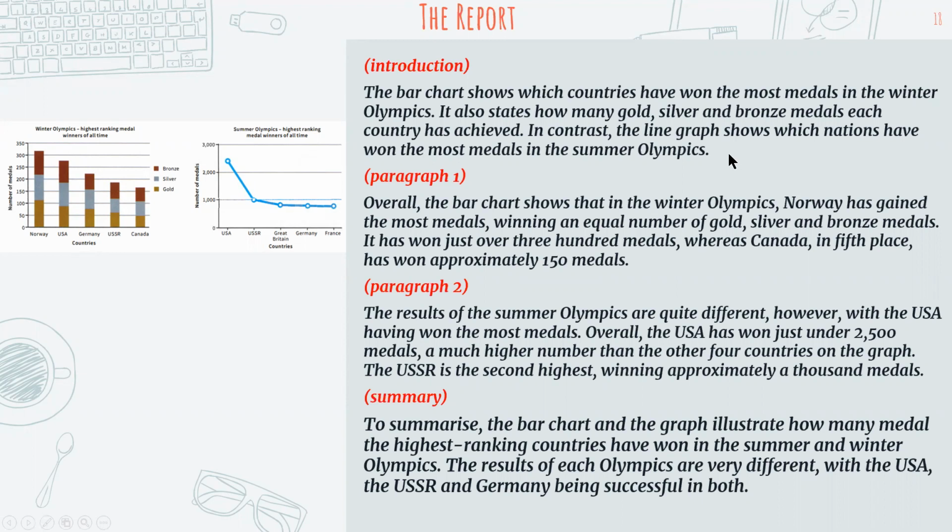So as you can see in your introduction, you have to talk about the bar chart and the line graph. You cannot talk about only one of them. You have to talk about both. You have to introduce both. So the bar chart shows countries that won the most medals in the Winter Olympics, and the line graph shows which nations have won the most medals in the Summer Olympics. By the way, you could avoid repetition by using a different verb. So you could say the bar chart shows, and maybe here in contrast, the line graph illustrates. Some other verb which has practically the same meaning.